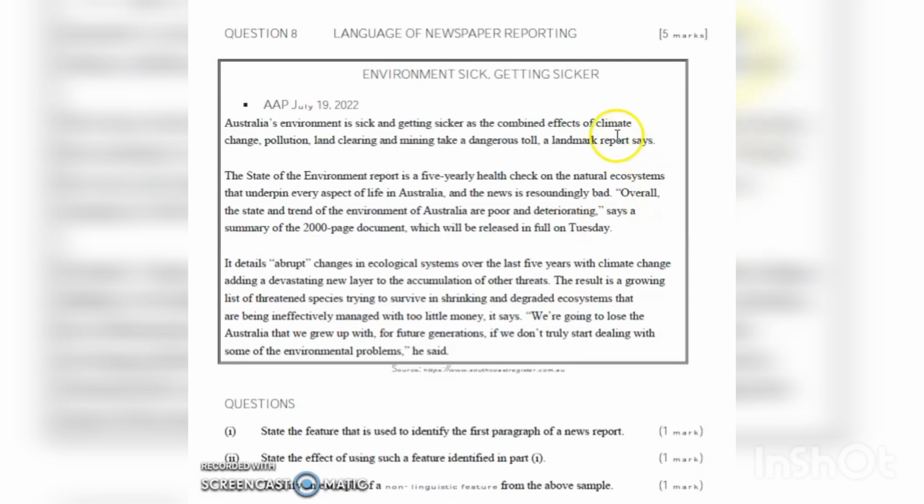Okay, you have "report says", so it is a stock phrase. Then you have "overall, the state and trend of the environment". These are what you call direct quotes. "Says a summary of the 2,000-page document." Okay, that is a direct quote. So these are all features from language of newspaper reporting.